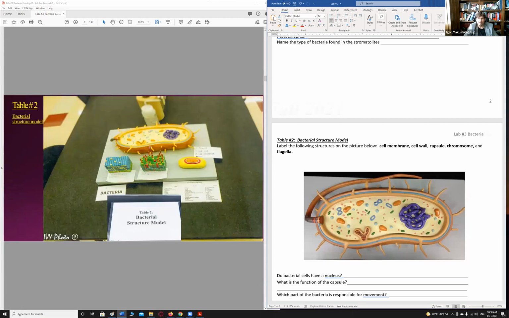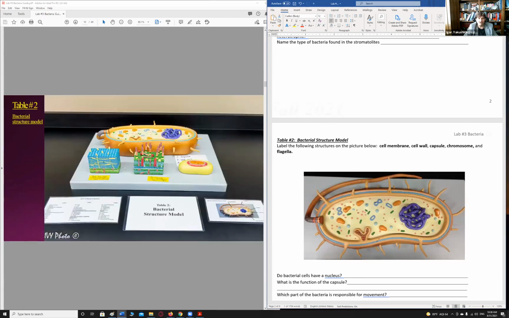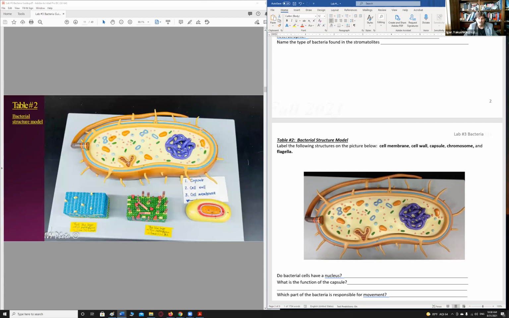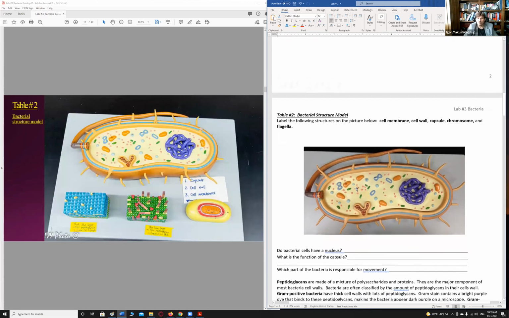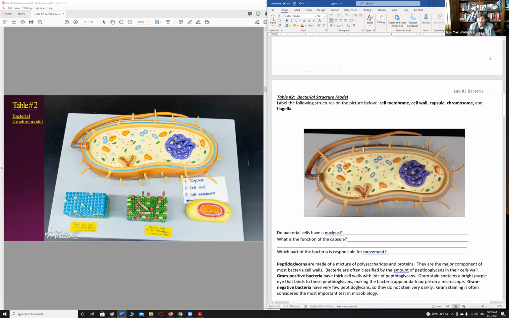Now, table 2, talking about the model. There is several major structures, which in this particular case, you need to label. Speaking of labeling, speaking of answering, most of you do a wonderful job on answering the questions. However, whenever you're answering the questions, you can use a different color font, for example, red.